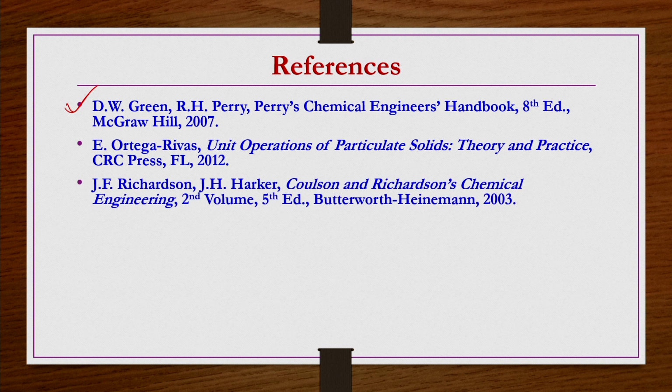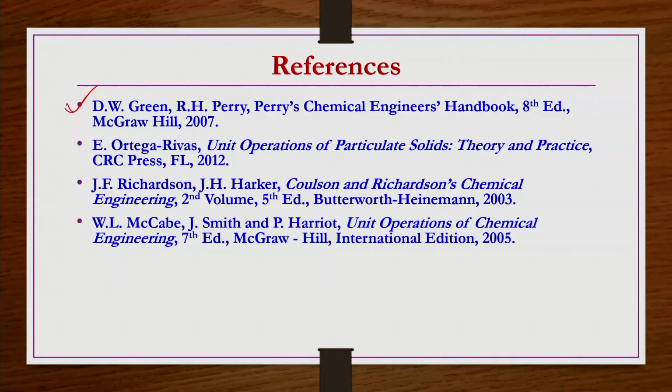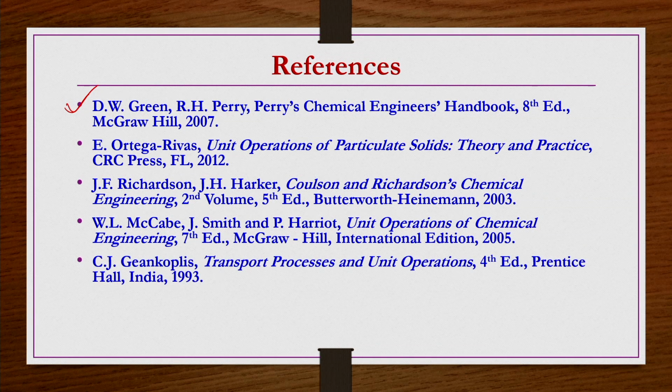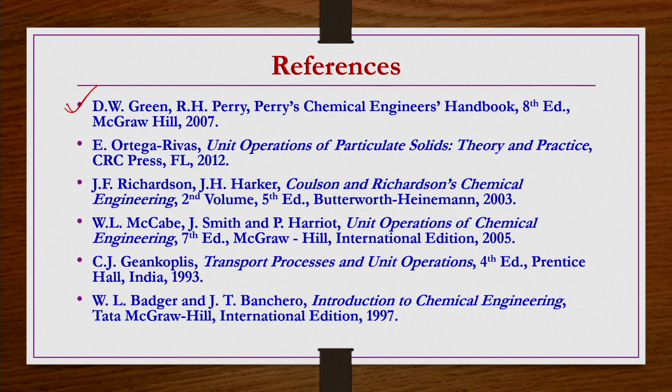Other reference books are standard references. We have Coulson and Richardson's Chemical Engineering, 2nd volume, by Richardson and Harker. Then Unit Operations of Chemical Engineering by McCabe, Smith and Harriott. Then Transport Processes and Unit Operations by Geankoplis. And finally Introduction to Chemical Engineering by Badger and Banchero.